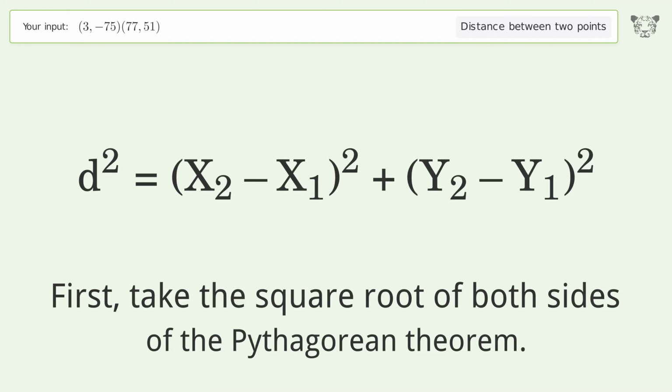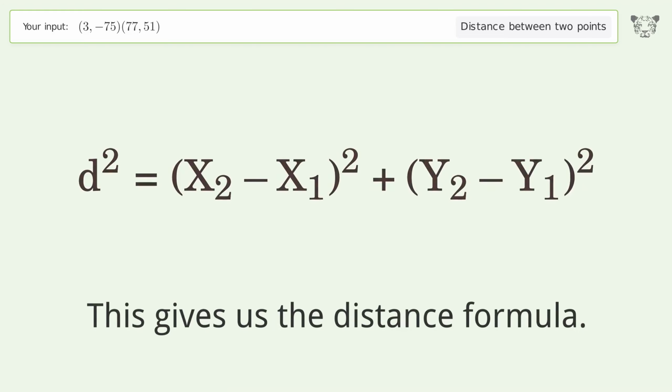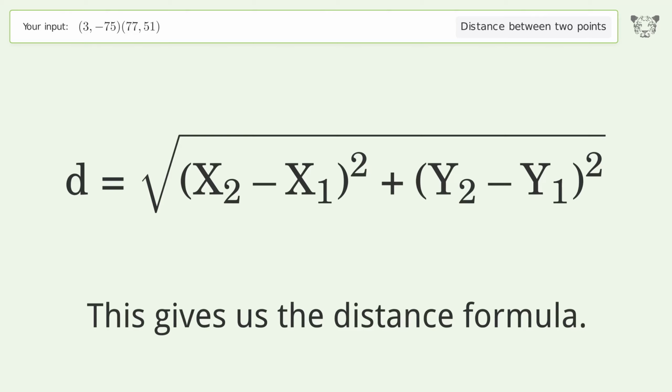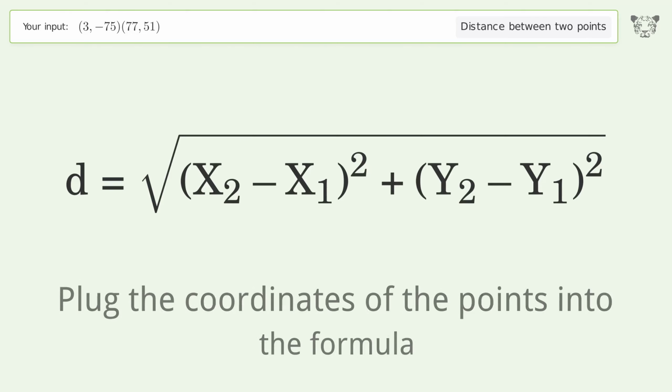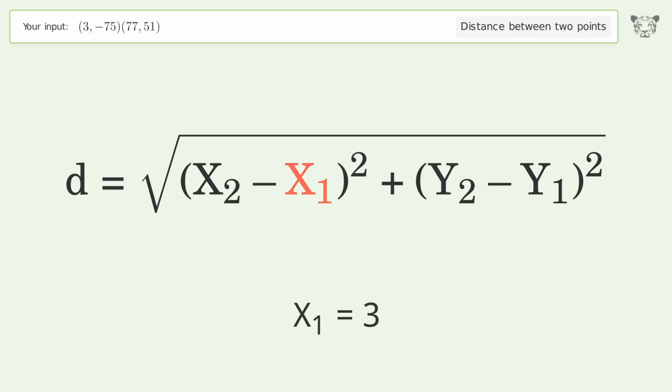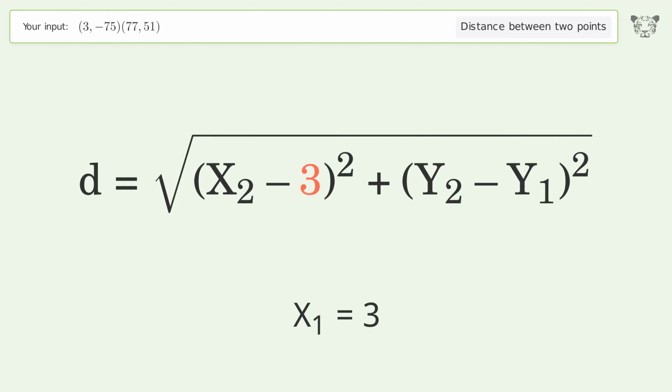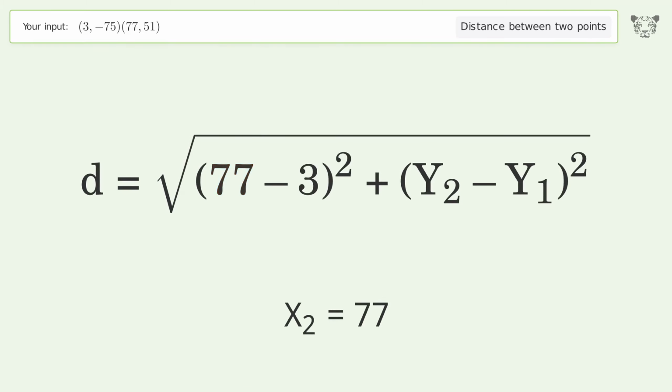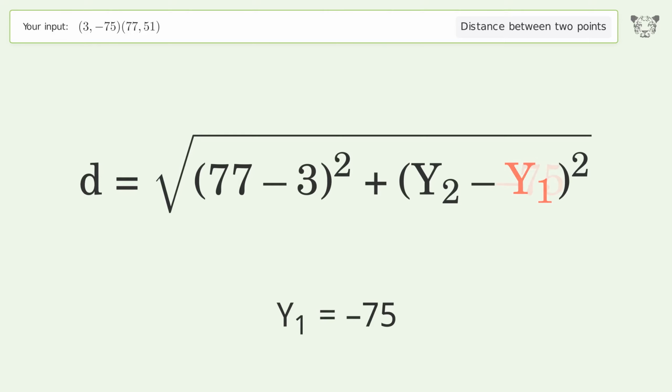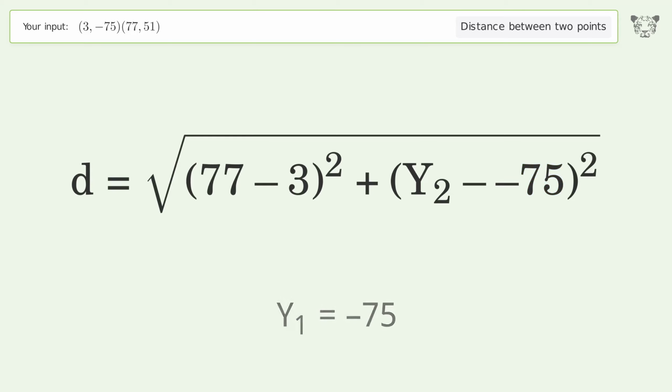First, take the square root of both sides of the Pythagorean theorem. This gives us the distance formula. Plug the coordinates of the points into the formula. x1 equals 3. x2 equals 77. y1 equals negative 75. y2 equals 51.